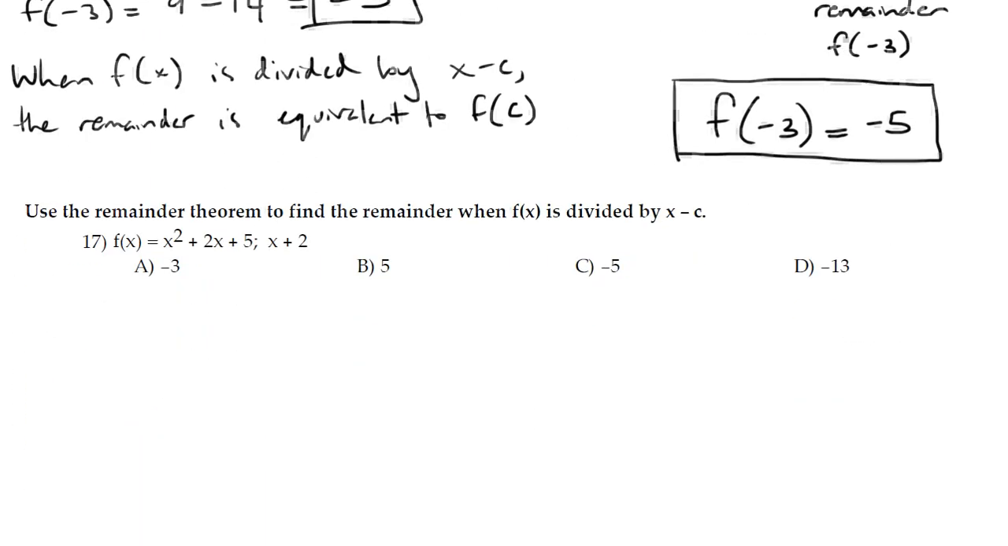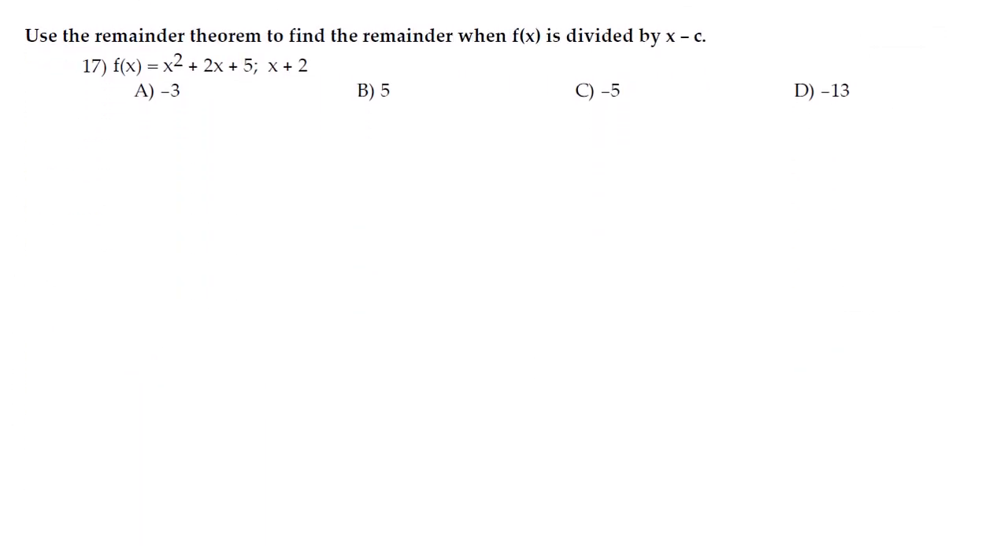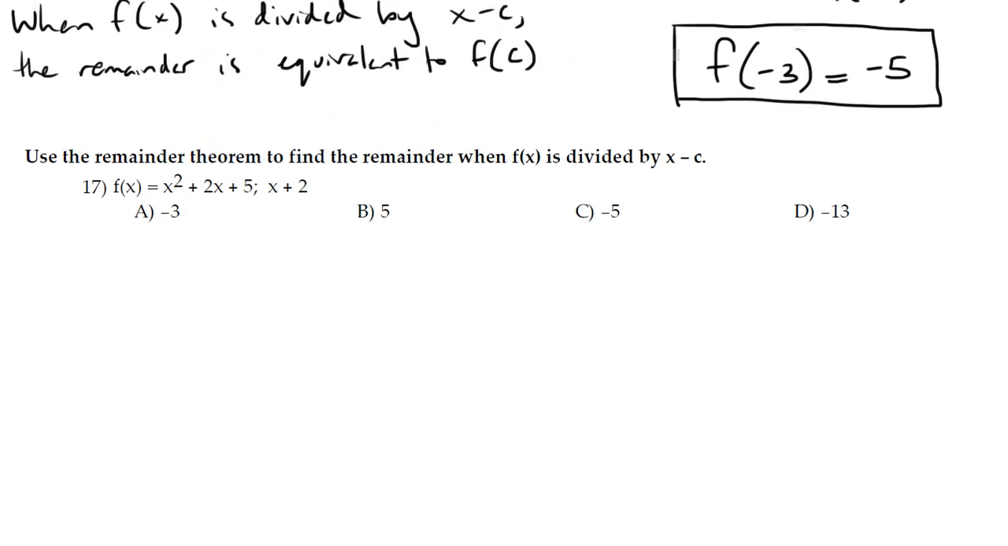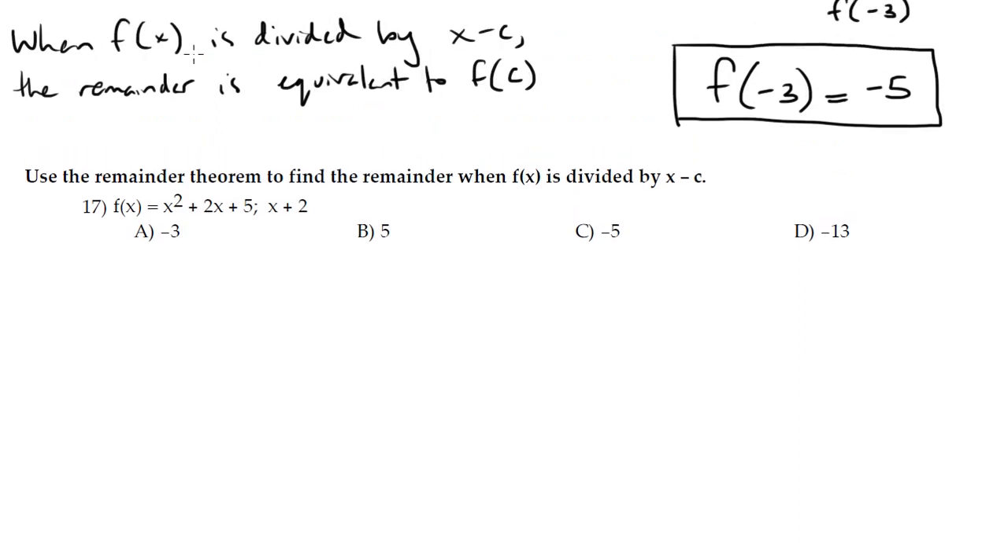Then 17. So use the remainder theorem to find the remainder when f of x is divided by x minus c. Look, we have it. I wrote it right here. When f of x is divided by x minus c, same language. See that? When f of x is divided by x minus c, the remainder is equivalent to f of c.